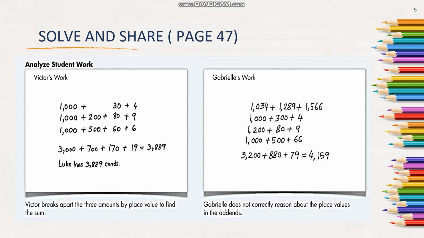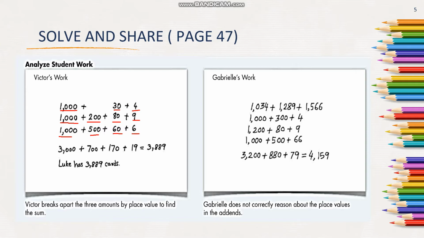So the first one is 1,034. He breaks it into 1,000 plus 30 plus 4. And the other one is 1,289. He breaks it into 1,000 plus 200 plus 80 plus 9. And the last given is 1,566. He breaks it into 1,000 plus 500 plus 60 plus 6.